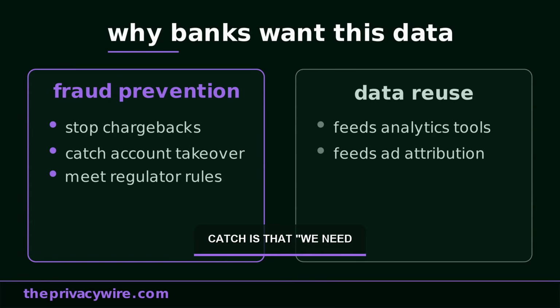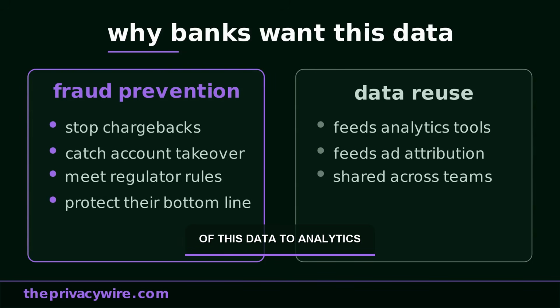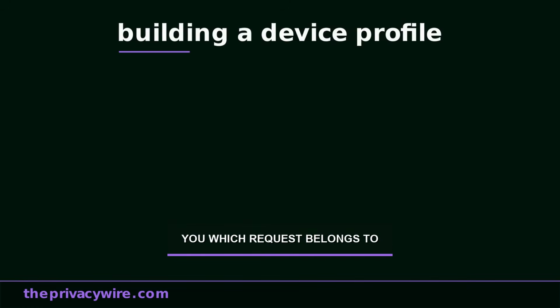The catch is that "we need this to catch fraud" and "we're also handing pieces of this data to analytics and marketing vendors" aren't mutually exclusive, and the app never tells you which request belongs to which goal.